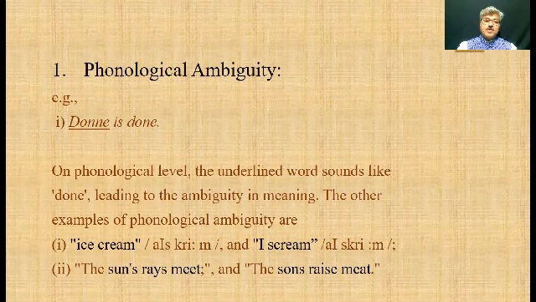The other examples of phonological ambiguity are ice cream and I scream. Ice cream, which we used to eat in the summer days, that is ice cream. And the other phrase, I scream, means I scream, I cry. In another example, the sun's rays meet and the sons' rays meet. In the first, the sun's rays, the rays of the sun, meet. Whereas in the second example, the sons', the boys' rays meet.